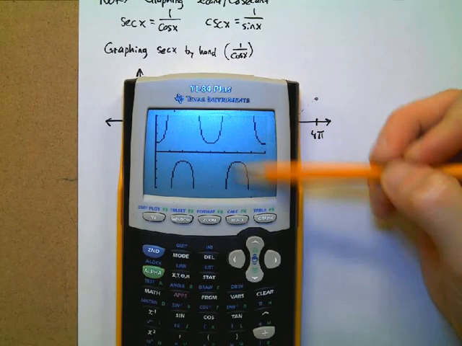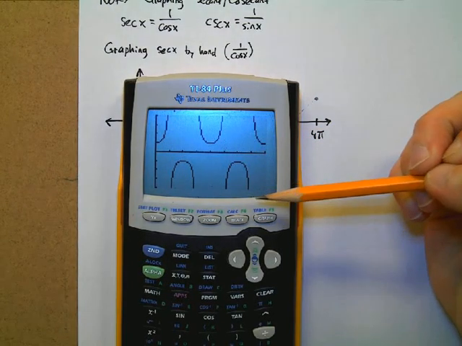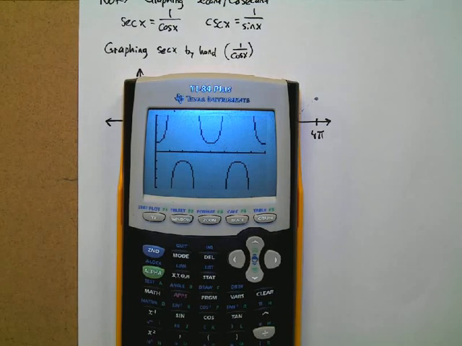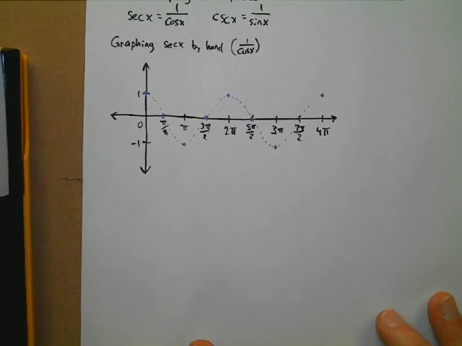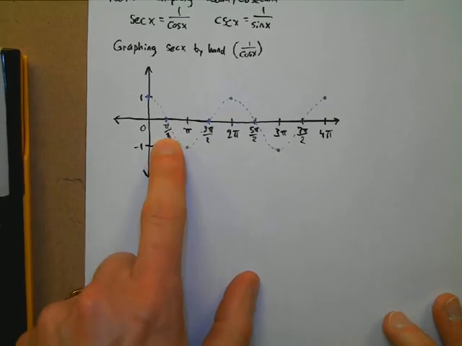So let's think about why that might be. Well, at pi over 2, the value of cosine is 0. Secant, therefore, at pi over 2, will be the reciprocal of that. And what's the reciprocal of 0?